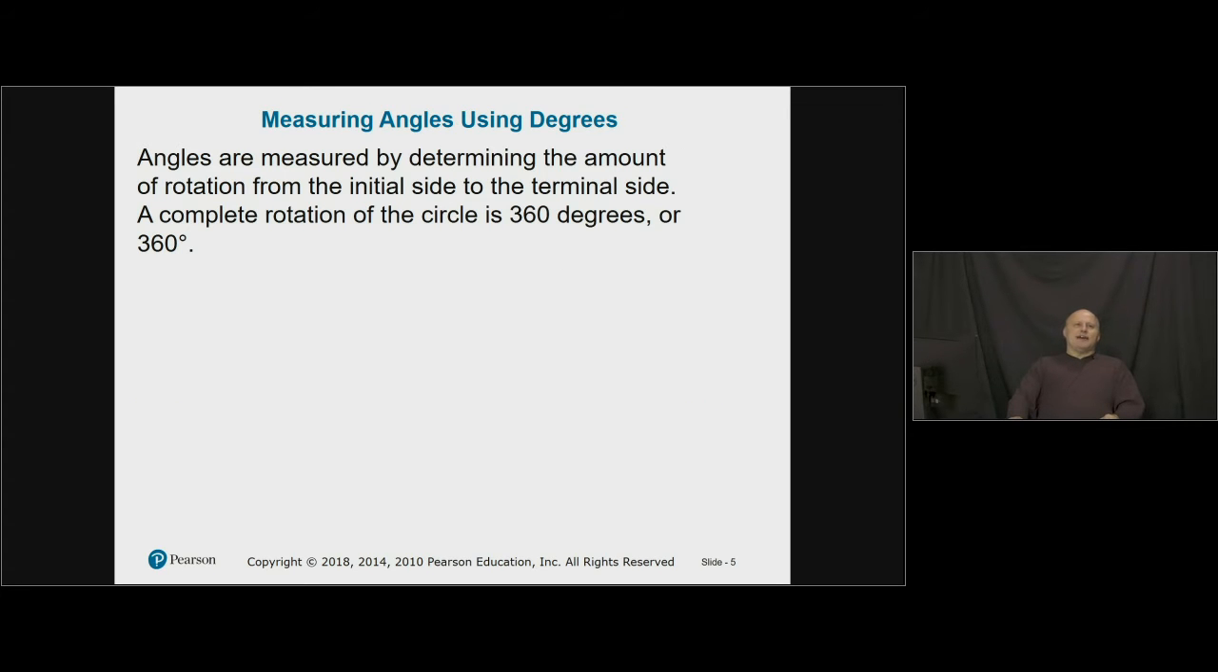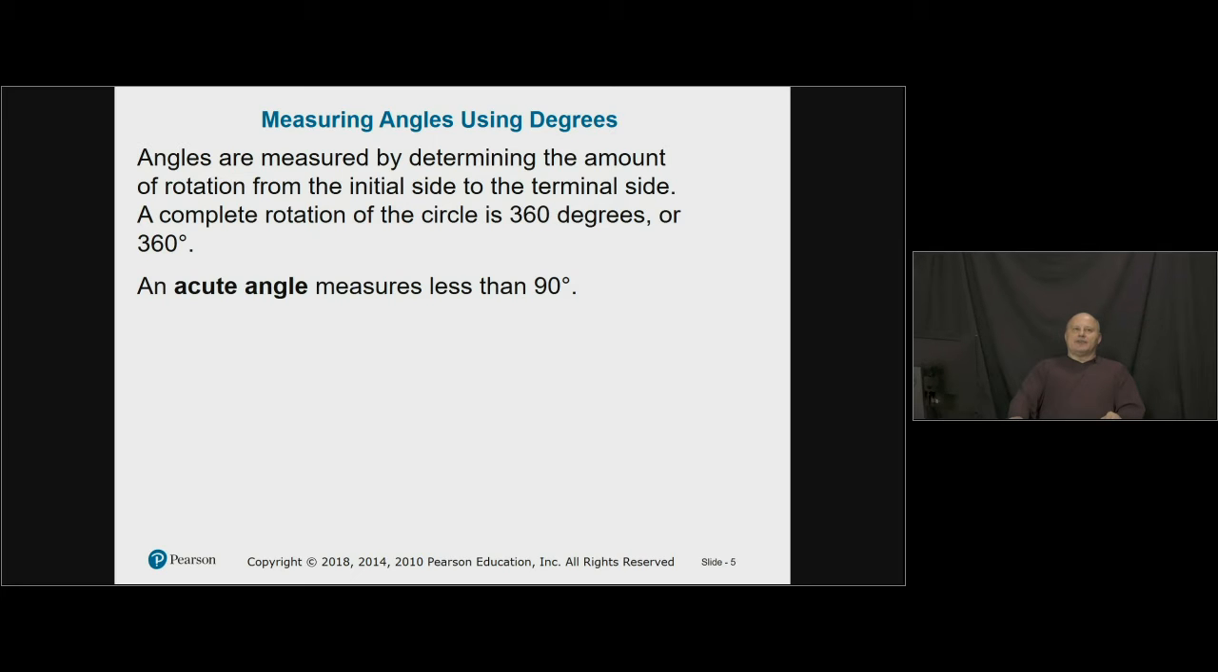Now, angles are measured by determining the amount of rotation from the initial side to the terminal side. A complete rotation, or revolution, is 360 degrees. So if you take 1/360th of a revolution, it's 1 degree. The symbol for degrees, as most of you probably know, is that little open circle put in the upper right-hand corner of the number. So 360 degrees. These are just some common things that you should already know from geometry.